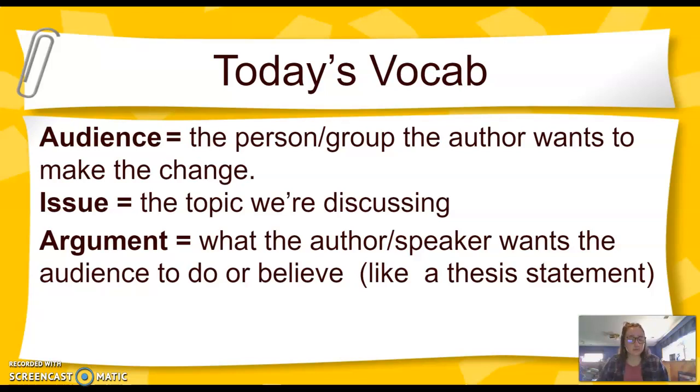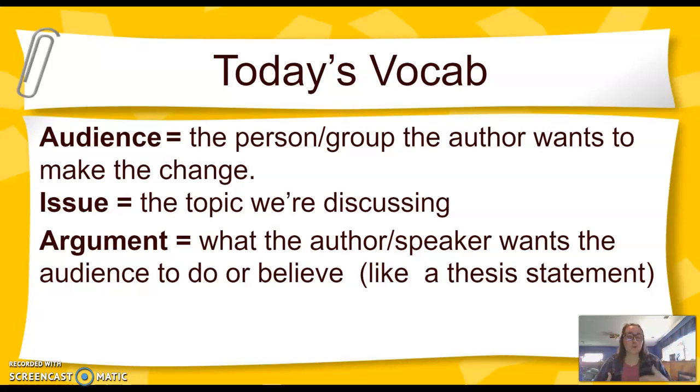The issue, I have to make that distinction between issue and argument. The issue is just the topic we're discussing. So without any bias or any argument in there, it's just the general issue that we are discussing. So if I'm talking about why cats are better than dogs, the issue at hand is pets. I don't add any additional information. The issue is pets. The argument is what's more specific. The argument is what the author or speaker wants the audience to do or believe. This is your thesis statement.